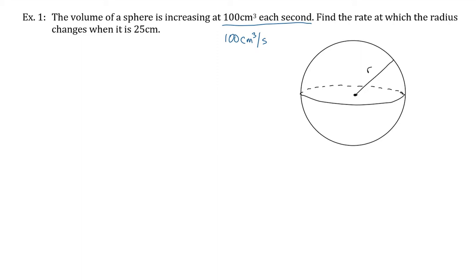It's pretty straightforward. So let's start stating our givens. So find the rate of the radius, the change in the radius when the radius is 25 centimeters. So there's a given. Radius is 25 centimeters. And the only other value it gives us is the rate at which the volume is increasing. So we're going to call that dv by dt. And that's 100 centimeters cubed, again, per second. And we are going to be finding the rate at which the radius is changing, dr by dt.